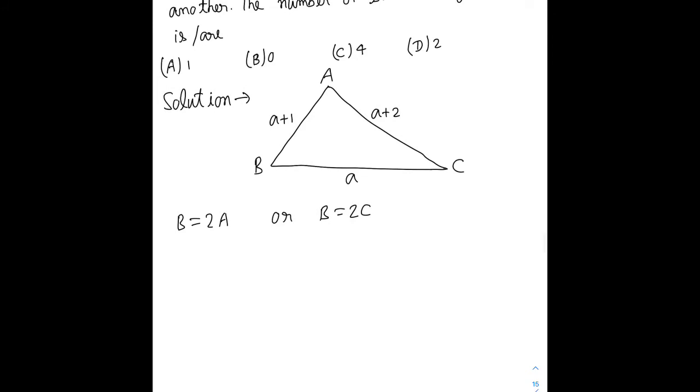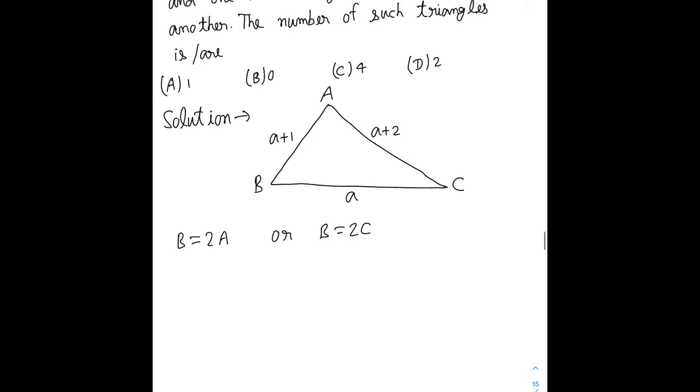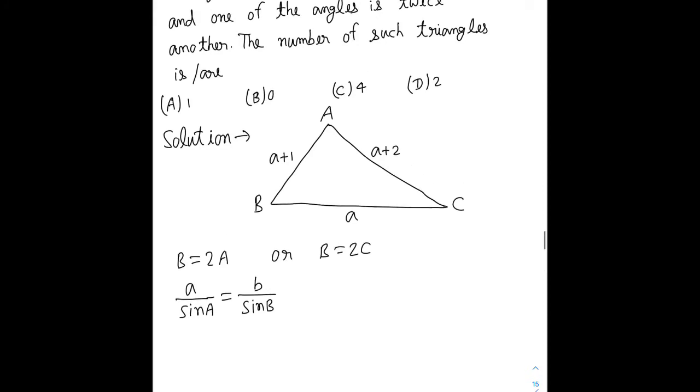Okay, next if we apply sine law. So if we apply sine law, all of you know sine law: a by sine A equal to b by sine B equal to c by sine C. So if you apply it, what will happen? In place of B, you can substitute 2A.